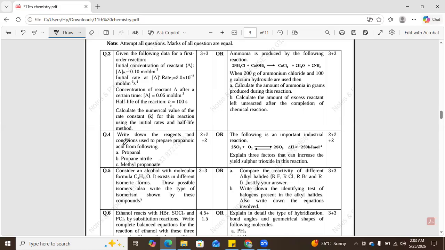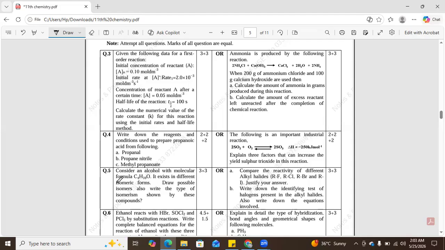Question number 4 is write down the reagents and conditions used to prepare propanoic acid from the following: propanol, propane nitrile, methyl propanoate. Or you have optional question, the following is an important industrial reaction. This is the important industrial reaction. Explain 3 factors that can increase the yield of sulfur trioxide in this reaction.